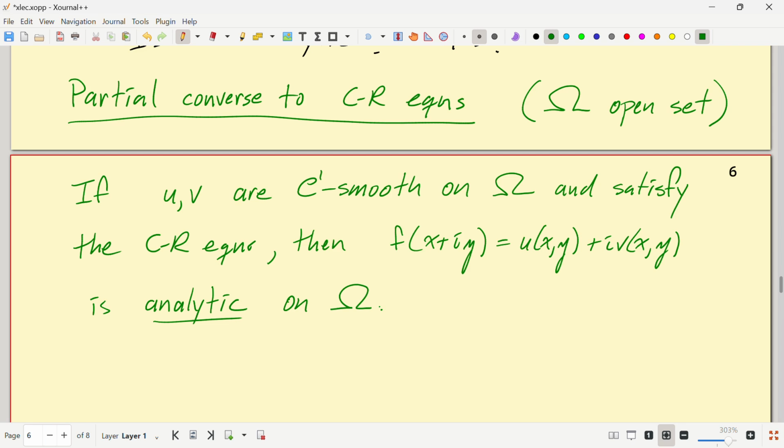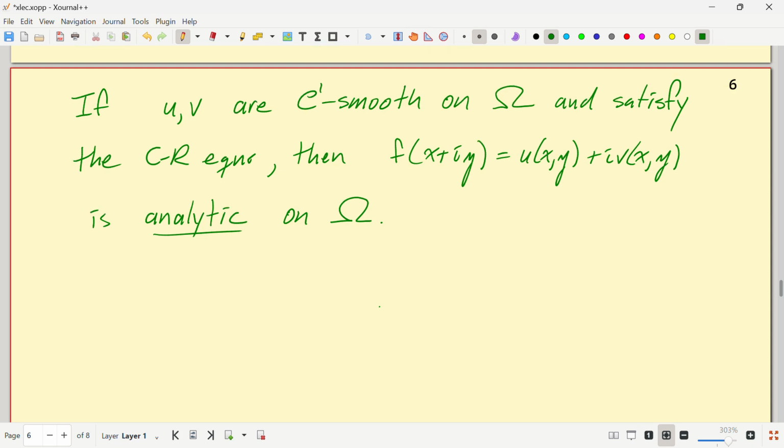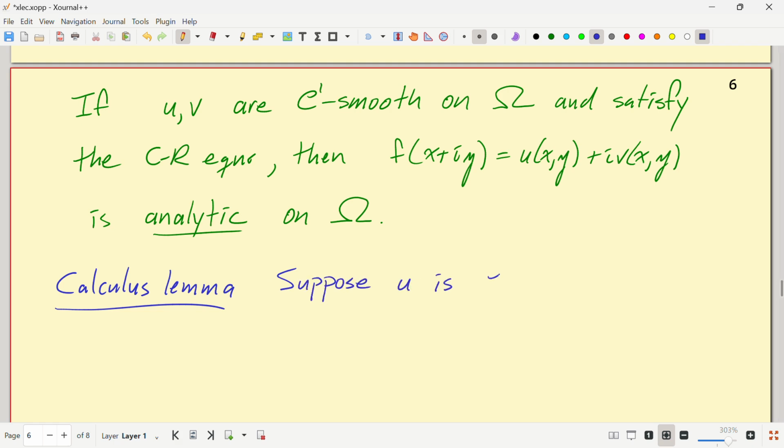And I want to make sure I'm all ready to demonstrate this next hour. There's a calculus lemma we need to do this. Calculus lemma. I figure I ought to do it since it's easy. So let's suppose u is C1 smooth. That means u is continuous. First partials exist.